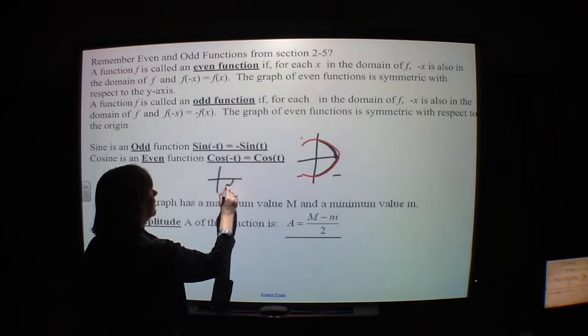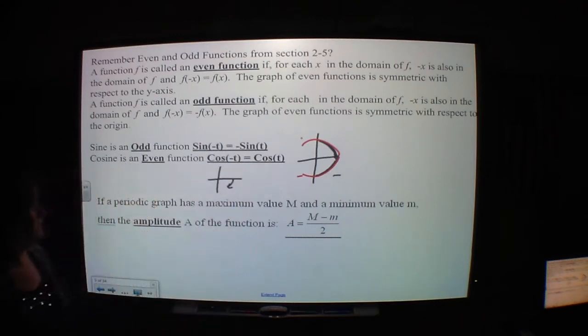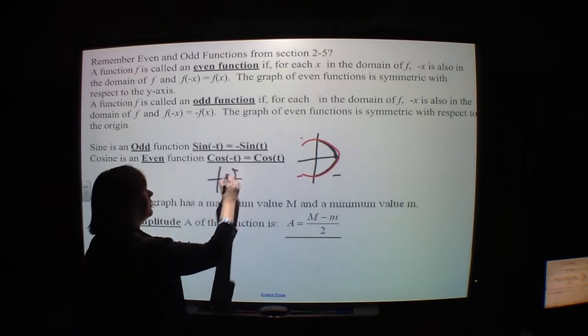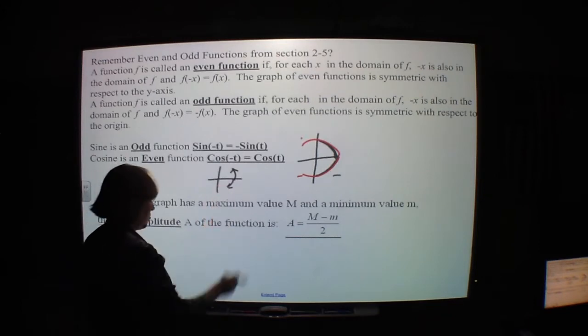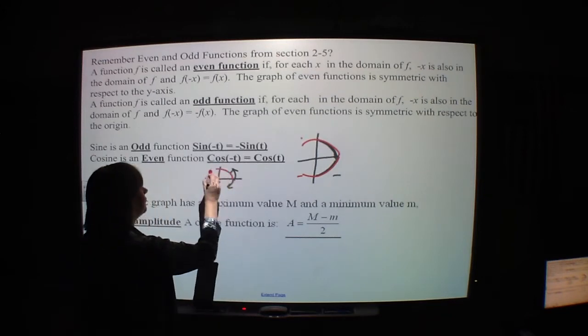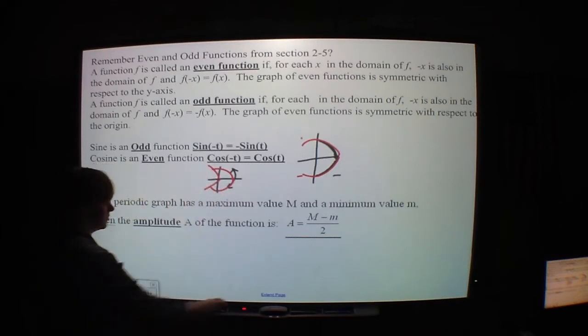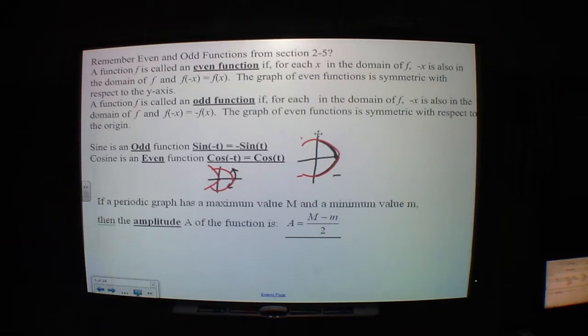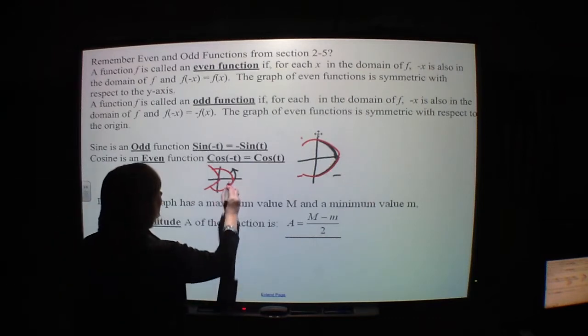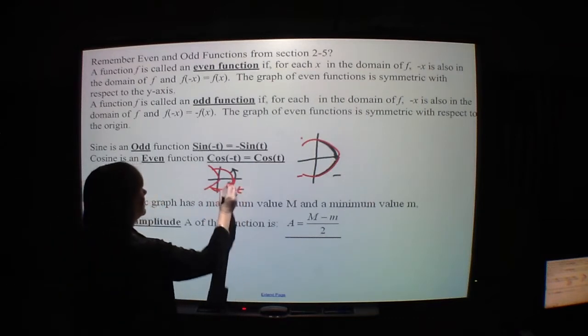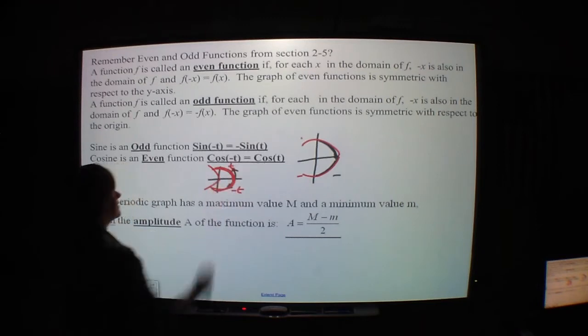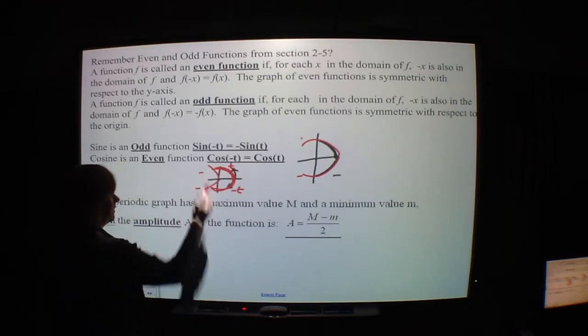Cosine, if I go negative t, it's really the same as the positive. Or if I'm somewhere in the second quadrant, I'd still get, like here, I'd get negative cosine. So they would equal. So cosine of negative t is the same thing as cosine of t. So if this is my negative t, it's the same as cosine of positive t, because cosine is negative in both of them.